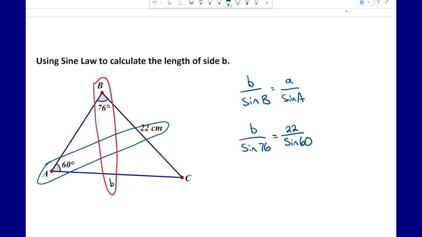What we want to do next, when we're trying to solve, is our missing piece should be on top, and we want to move the bottom piece of the one fraction up.